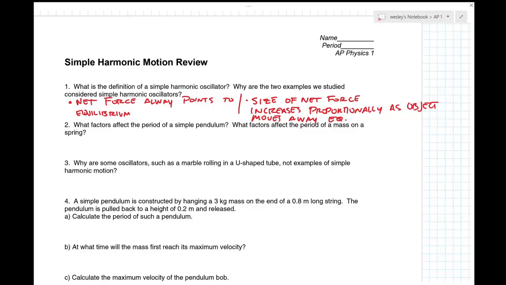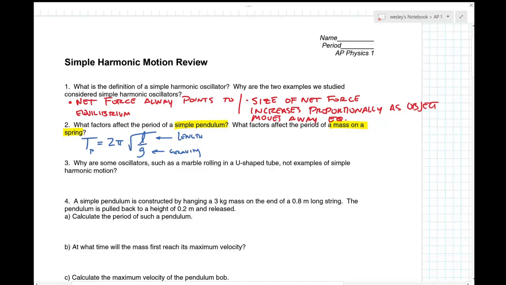Now, the two that we've talked about and the two that we're responsible for knowing are a simple pendulum and a mass on a spring. Those are the two examples we talked about. So, simple pendulum, the period of a pendulum is 2 pi times the square root of the length of the pendulum over the acceleration due to gravity. The period of a pendulum depends on both length and gravity, but not the mass. So for the period of a pendulum, the mass is completely unimportant.